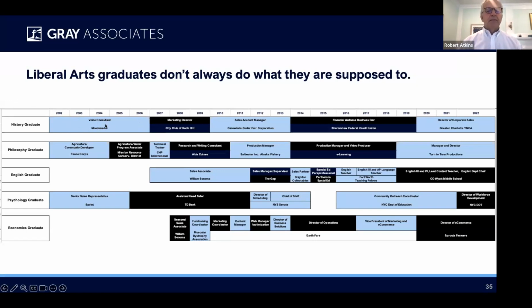This graduate became a voice consultant. Well, they didn't teach people how to sing. What they're really doing there is selling voice phone systems. Then they became a marketing director, went on from that back into sales account manager. Then they started business development, so that's really sales, in financial wellness. So this would be selling financial advisory services, and then became director of corporate sales, in this case for the YMCA. So in effect, our history graduate went into sales and did a variety of different sales jobs. Over this time period, they've been in 5 different positions in 20 years. So they basically changed jobs every 3 or 4 years.